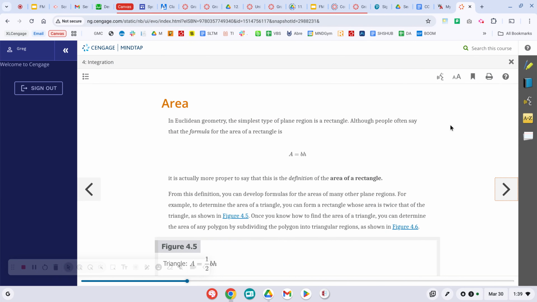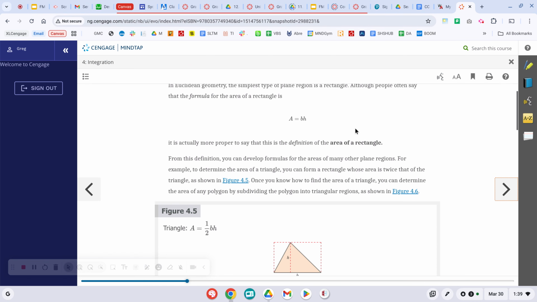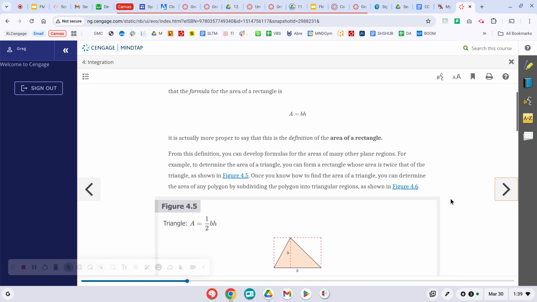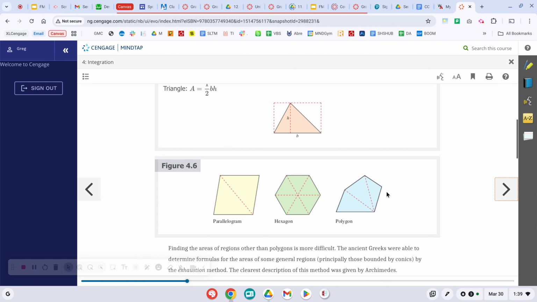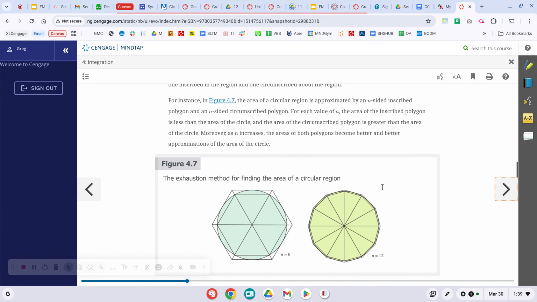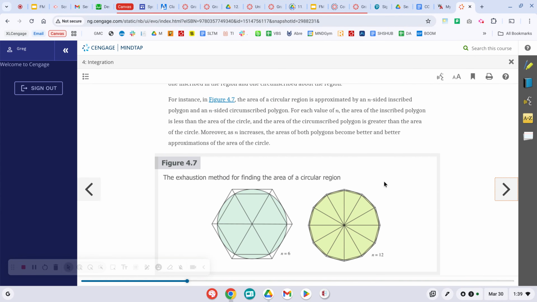the area of a rectangle is base times height. We need to know that. The area of a triangle is half base times height. And then here are some other shapes that we might end up needing. Check this out, Colin. This should make you feel good from our pre-calc days.